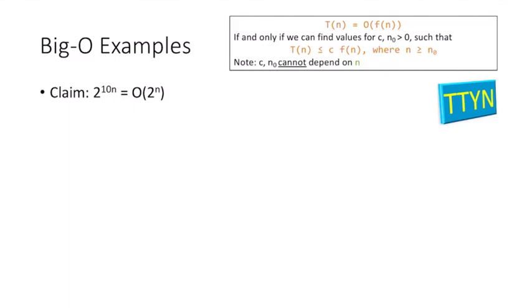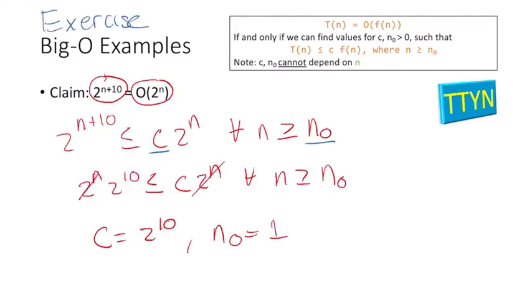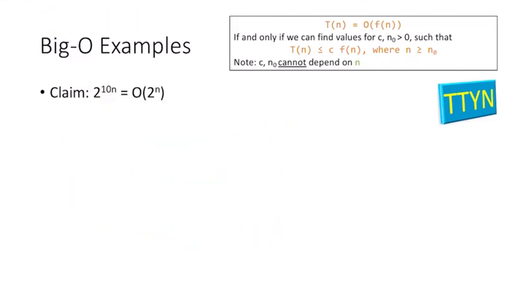Alright, next one here. Slightly different. We had 2 to the n plus 10 on the last one, now we have 2 to the 10n on this one. So the claim here is that we need to be able to find values for C and n naught that make this inequality hold. Well, now we don't have to separate anything out. We can just directly divide both sides by 2 to the n.